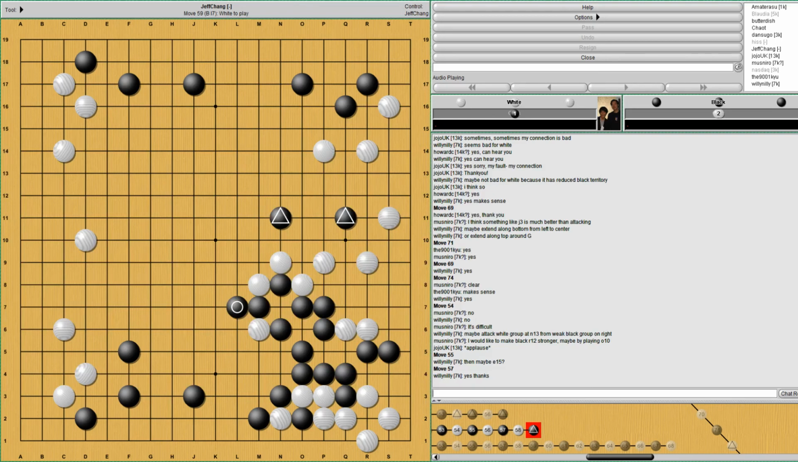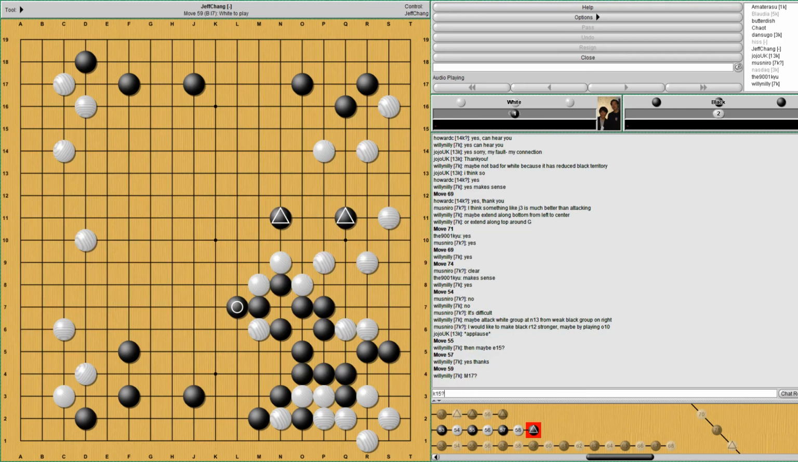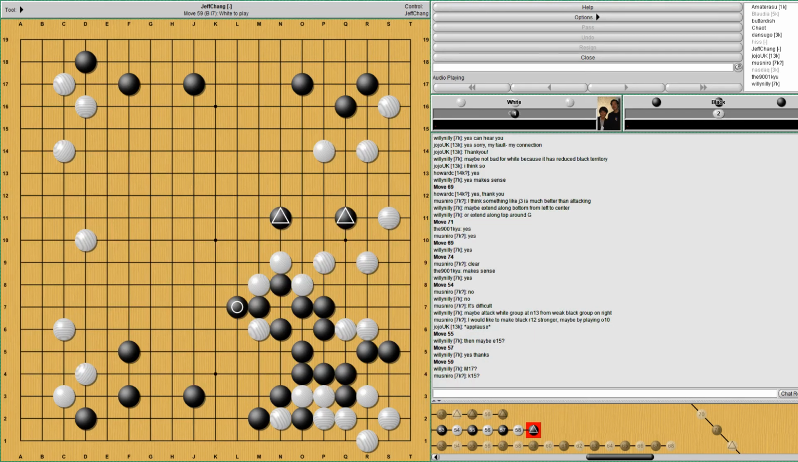Earlier, I already showed one example. I hope that can probably help us more or less. I see M17. Okay, M17 is actually pretty good. And I see K15. Okay, I see some very good ideas. So those are actually pretty good moves.